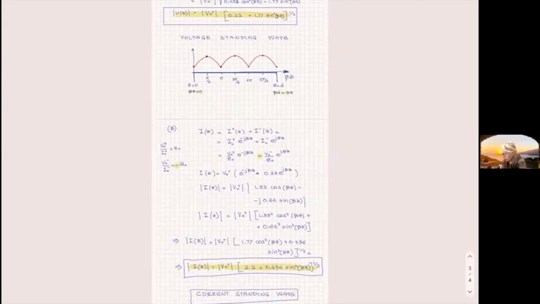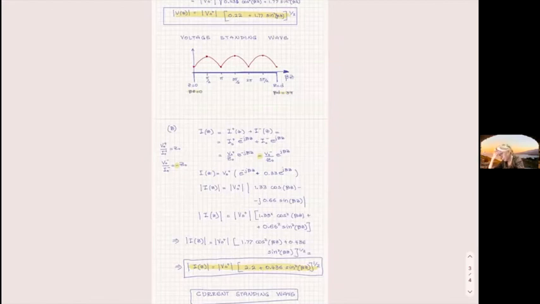But from the voltage and the current standing wave, there is another parameter that is defined, and that is called the voltage or the current standing wave ratio. So the ratio between the maximum and the minimum of the voltage standing wave, and the maximum and the minimum of a current standing wave, are important. Why is that? Because they tell you how much the reflection is.